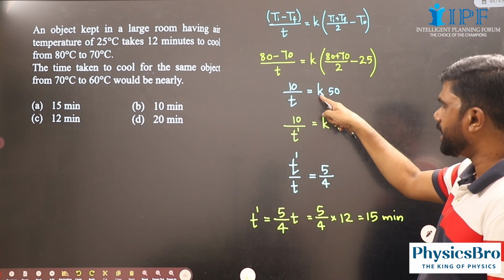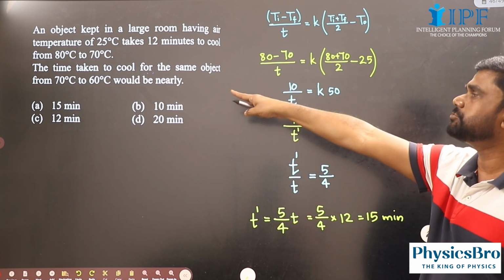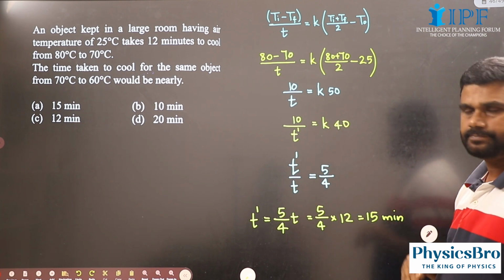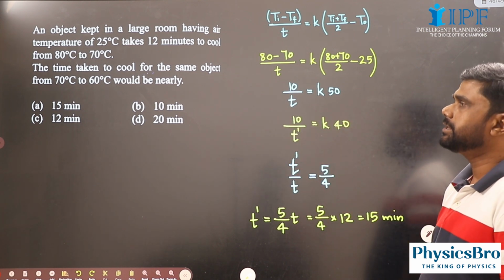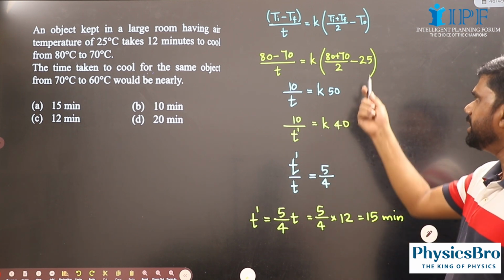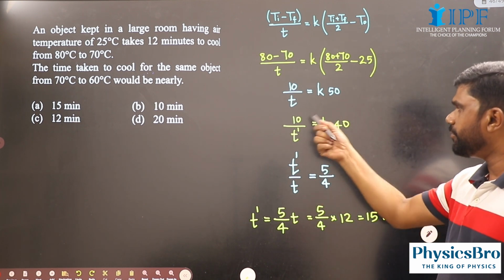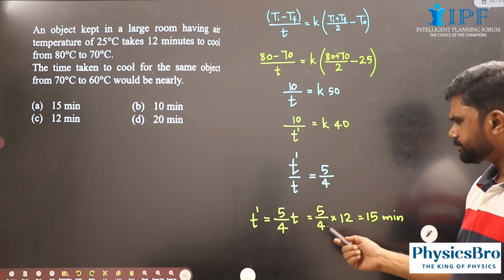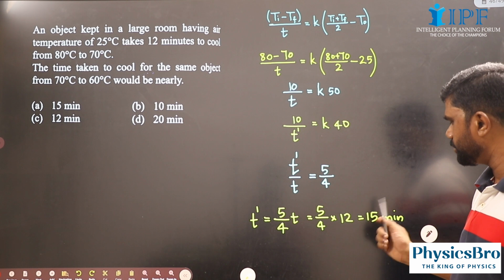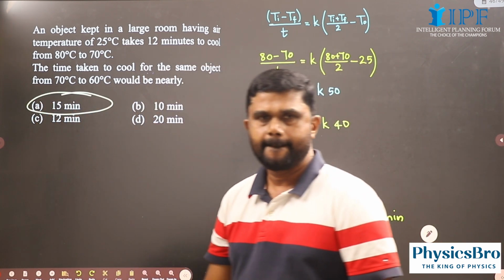That is equal to K into difference, that is 50. And it cools from 70 to 60 in time say T dash. The average temperature of 70 and 60 will be 65. Ambient temperature 25, 65 minus 25 will be 40. If you divide these two, T dash over T will be 5 by 4. This T is given as 12, so it will be 15 minutes. This must be the correct option.